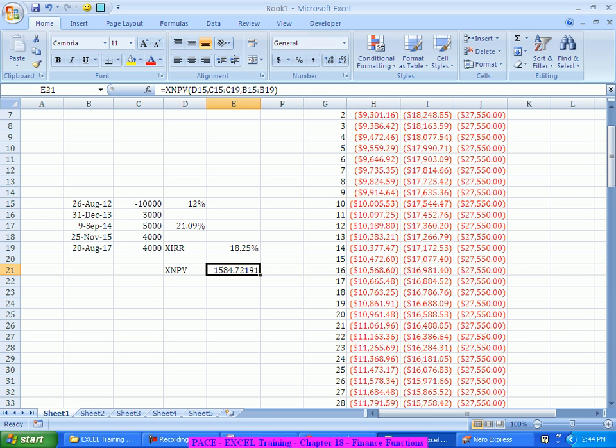But if my objective goes to 20%, the XNPV becomes minus 382, because the investment is giving a return of 18.25%, but I require around 20%. So my outflow is more than the present value of the inflows by almost 382 rupees.